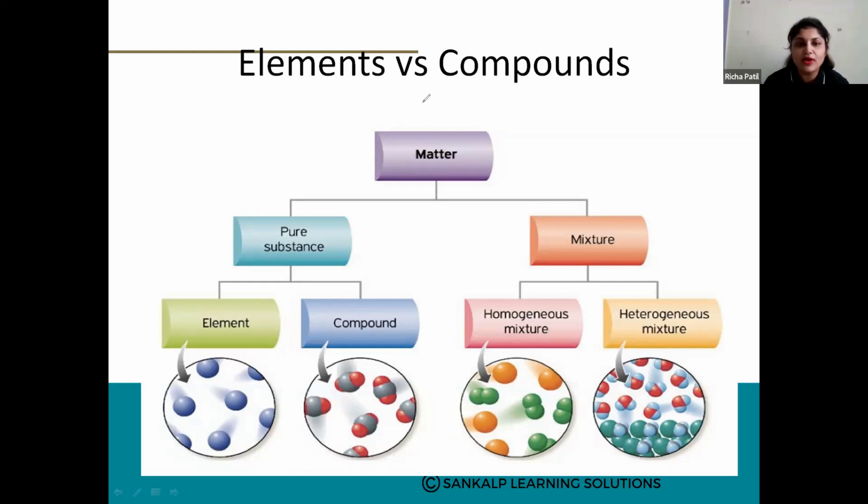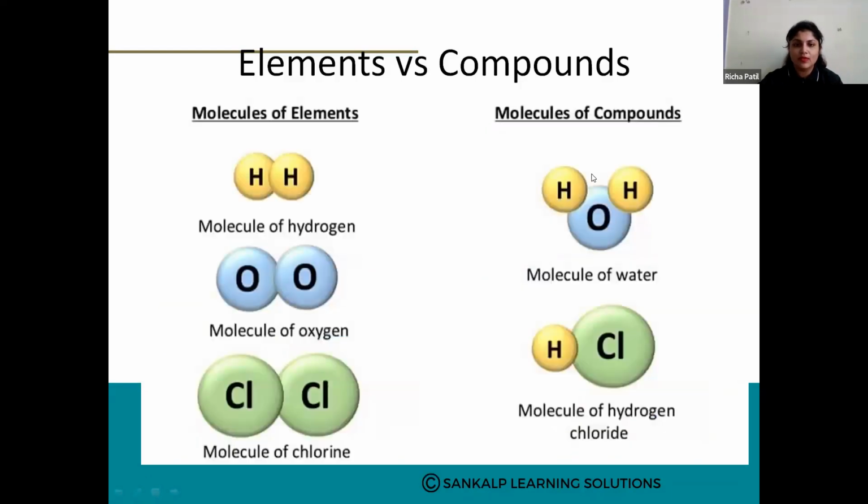Can you give me an example for compound? H2O. Yes, water, H2O, is an example of a compound. Then NaCl. These are examples of compounds, made of two or more different elements. Here you can see one sodium and one chlorine, and here two hydrogen atoms and one oxygen atom. They combine to give you a compound.